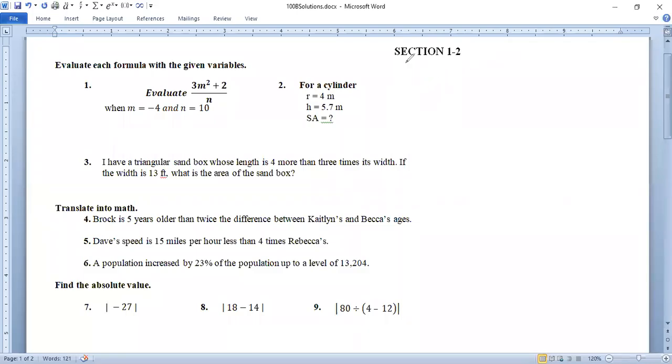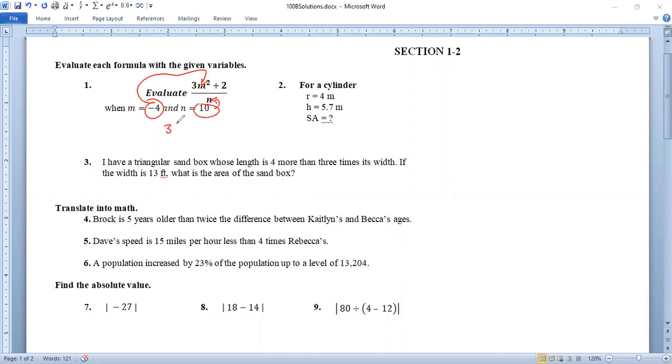Here we are in section 1-2 with solutions numbers 1 through 9. Number 1, evaluate each formula with the given variables. So evaluate this particular expression when m is -4. So we've got to stick a -4 up here, and n equals 10.